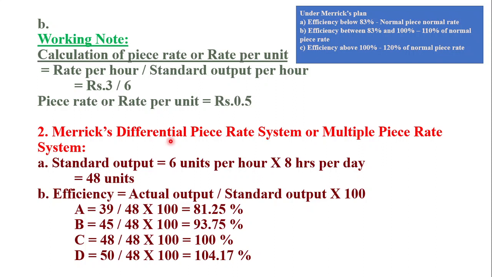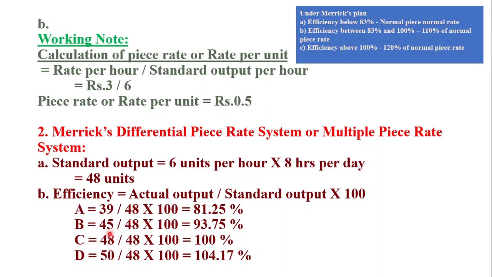Now here also there are 4 steps to calculate the wages under Merrick's differential piece rate system. The first one is standard output. This is also similar to the Taylor's differential piece rate system, that is 6 units per hour into 8 hours per day, that is 48 units. And the level of efficiency we need to calculate here. It is also similar, that is actual output divided by standard output into 100. Here see, A's output is 39 divided by standard output 48 into 100. Efficiency level of A is 81.25%.